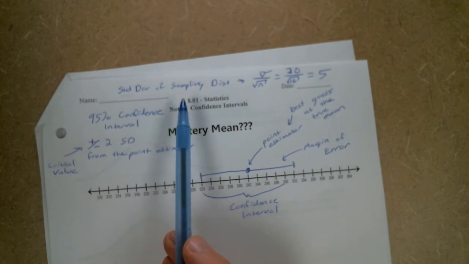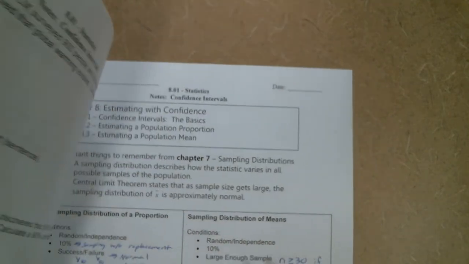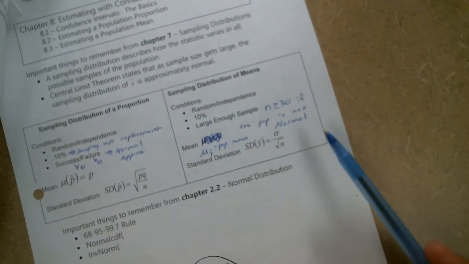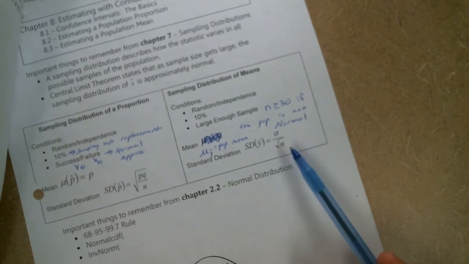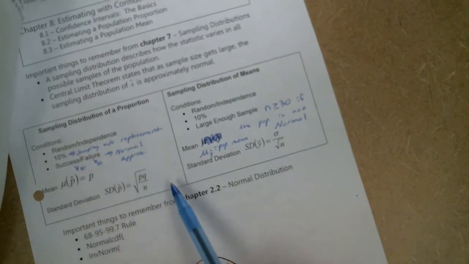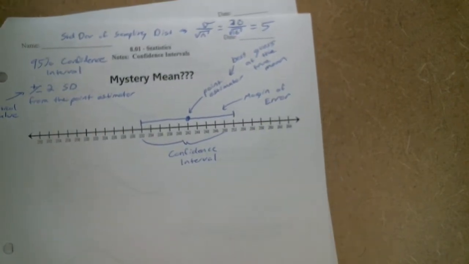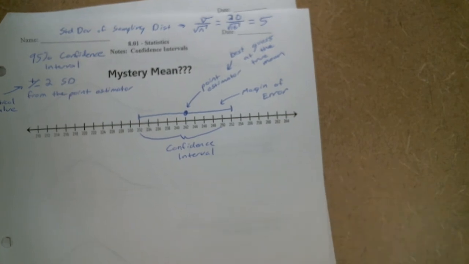All right, so it's going to depend on what sort of population you are drawing from. Are you drawing from continuous data or quantitative data where you're dealing with means? Then you're going to use this one. Are you dealing with proportions and categorical data? Then you're going to use this one. And that's going to allow us to calculate our margin of error and set up our confidence interval.